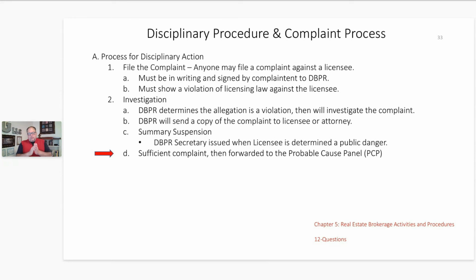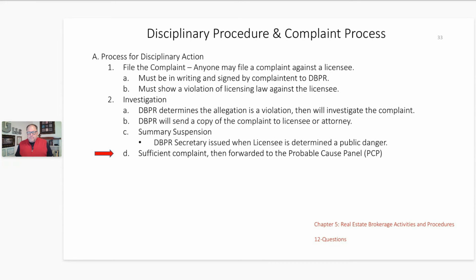Now, here's what you have to know. Summary suspension is issued by the DBPR secretary only, when the licensee is determined to be a public danger, or the complaint is so egregious that the secretary is going to suspend temporarily until the complaint process is over. DBPR secretary only can issue a summary suspension.